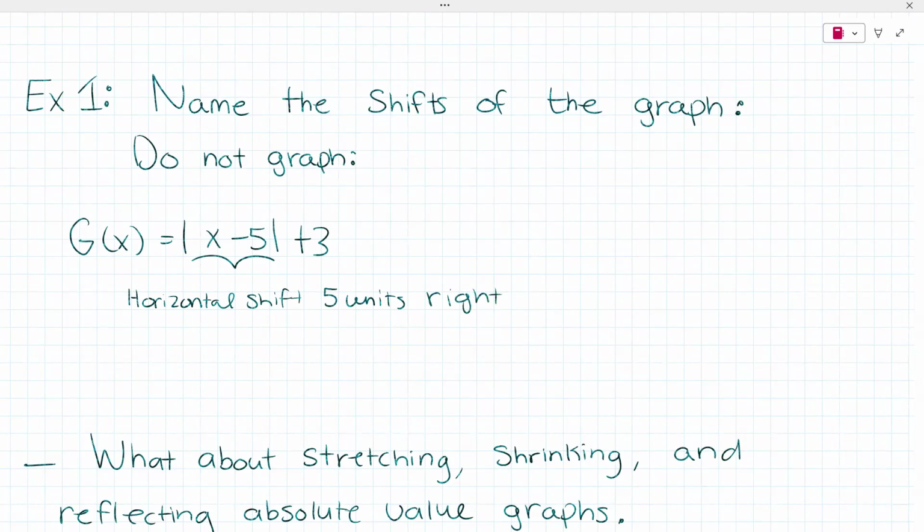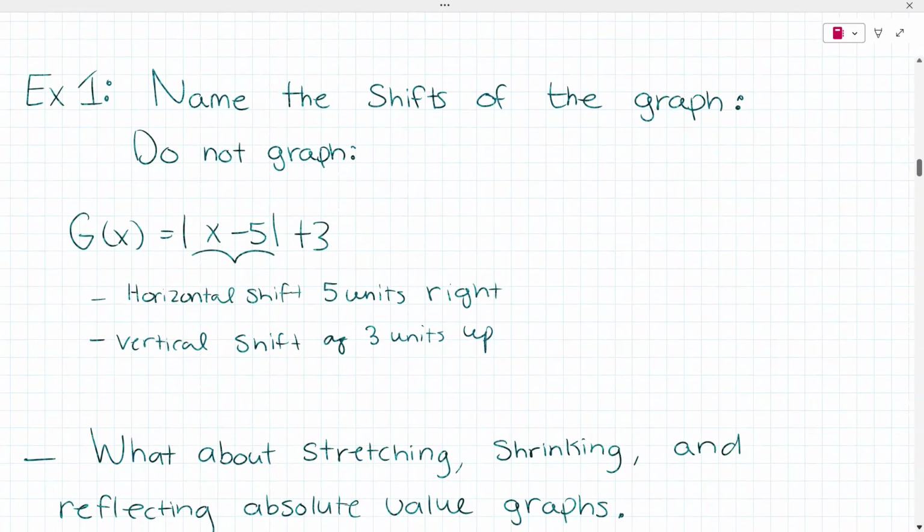Okay. And then I have this plus 3. That is a vertical shift, so that is going to be a vertical shift of 3 units up. Okay. So that's it. Right now it's just shifts.